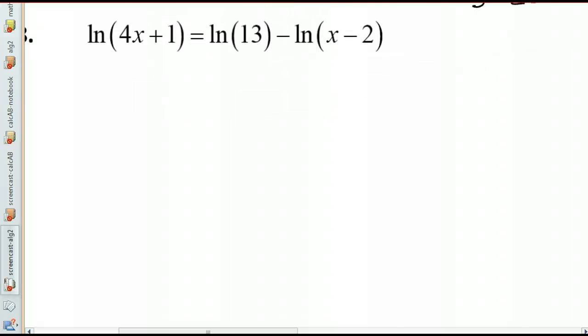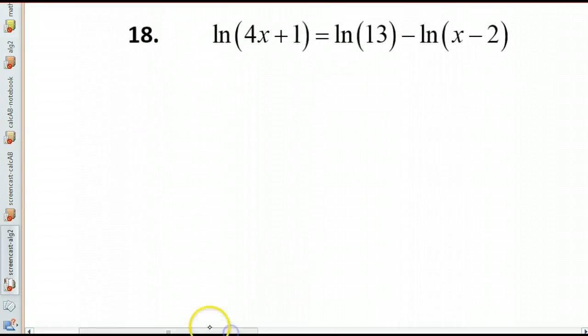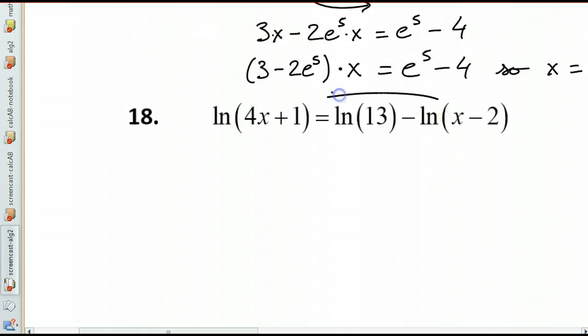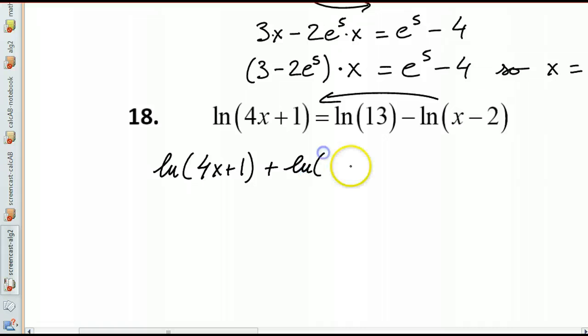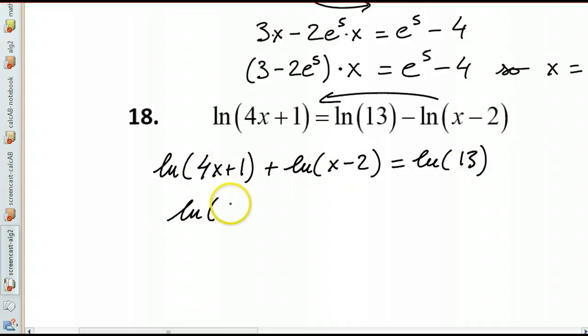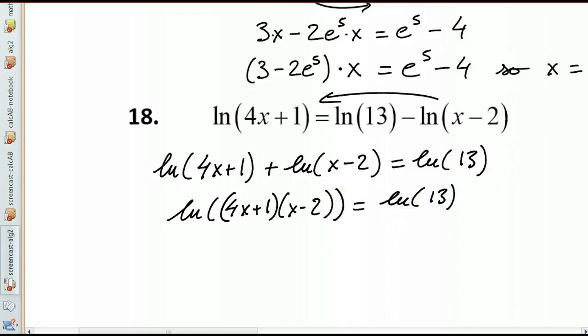I've solved this equation before, so this one right here, I'm going to move my ln 2 first. I'm going to write that as ln of 4x plus 1 plus ln of x minus 2 equals ln of 13. Why? Because now you put them together, right? That's ln of (4x plus 1) times (x minus 2) equals ln of 13.